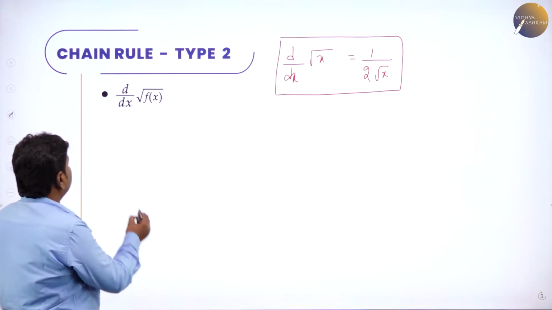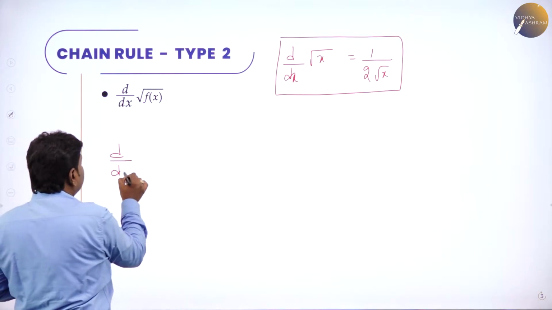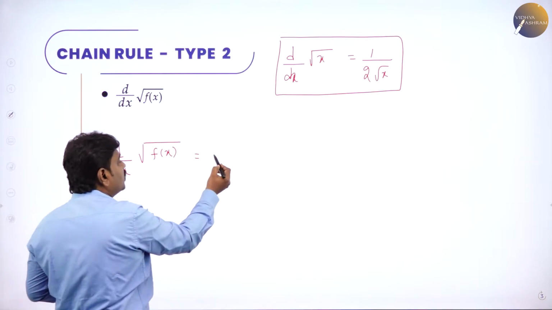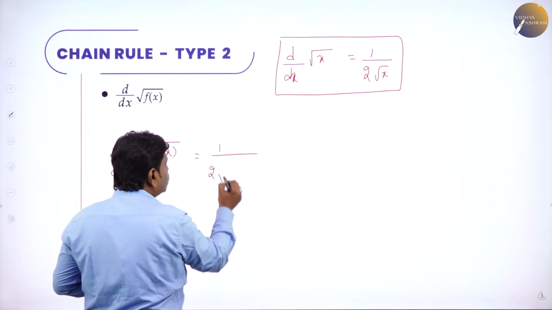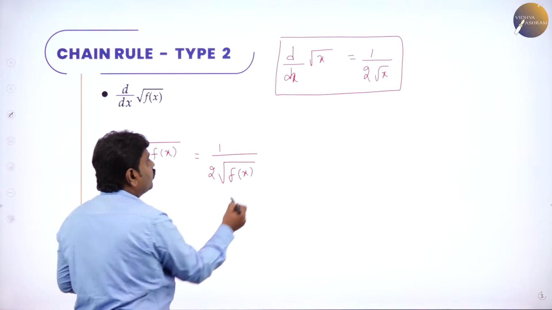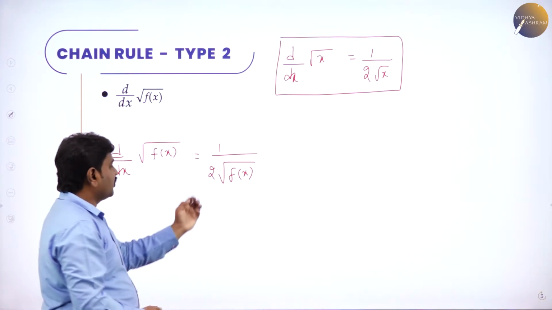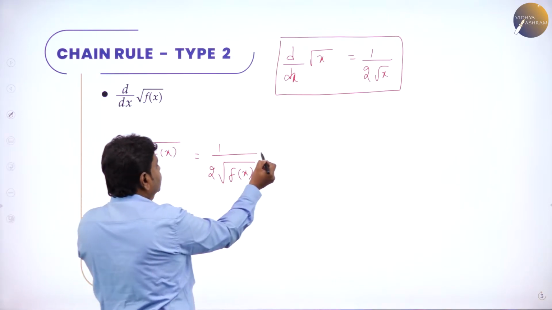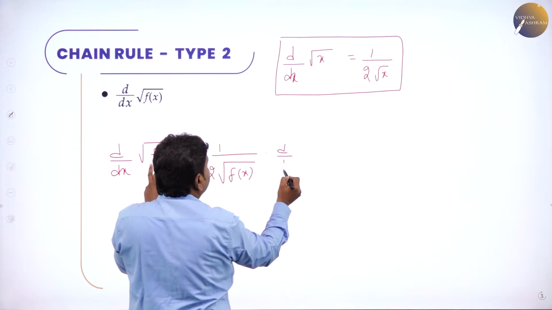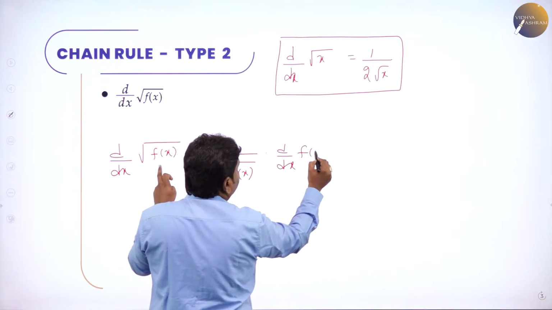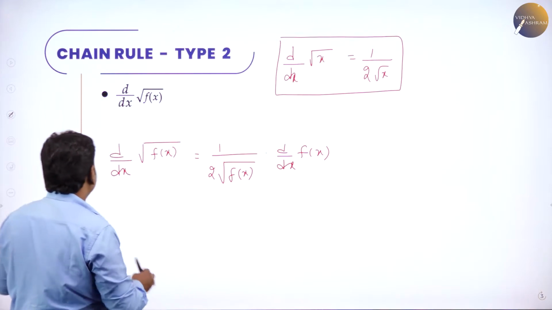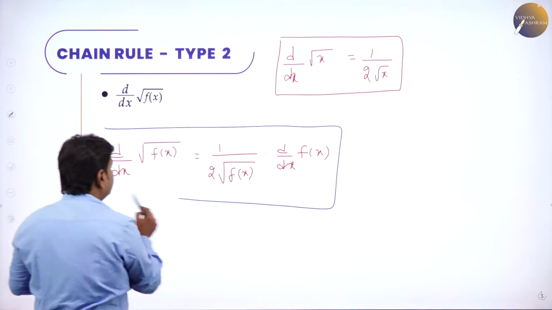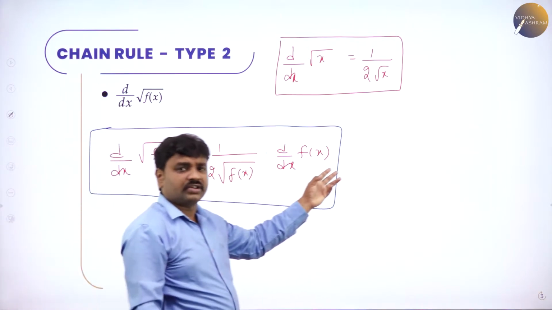Now similarly, instead of root x, if they ask d by dx of root f of x, the answer is 1 by 2 root f of x. Derivative of root x is 1 by 2 root x. Derivative of root f of x is 1 by 2 root f of x. We would have stopped if this were x, but this is not x, this is a function. So into d by dx of the internal function. What is inside? f of x. So this is the basic; make a note of this and become thorough. The derivative of root f of x is 1 by 2 root f of x into d by dx of f of x.